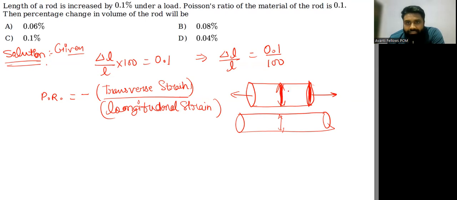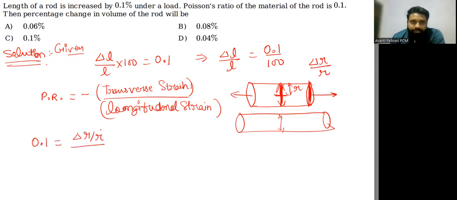So here the transverse strain is the change in radius, delta R by R. Poisson's ratio is given as 0.1. Transverse strain, delta R by R, divided by longitudinal strain, the change in length by length. So delta R by R is equal to minus 0.1 into delta L by L.